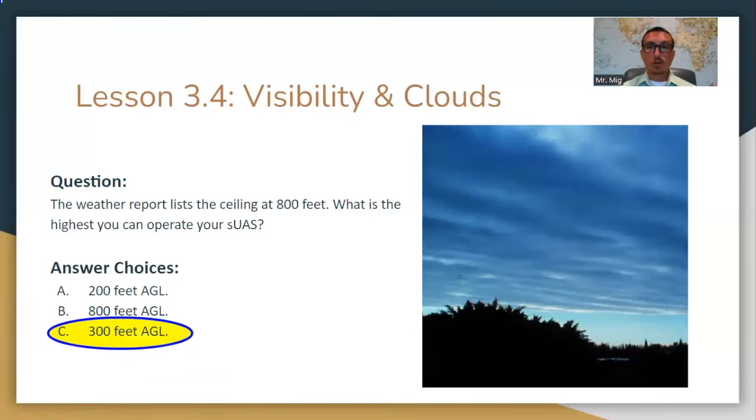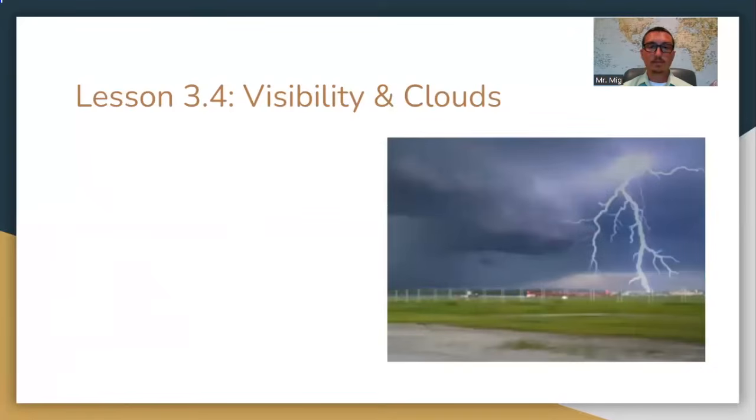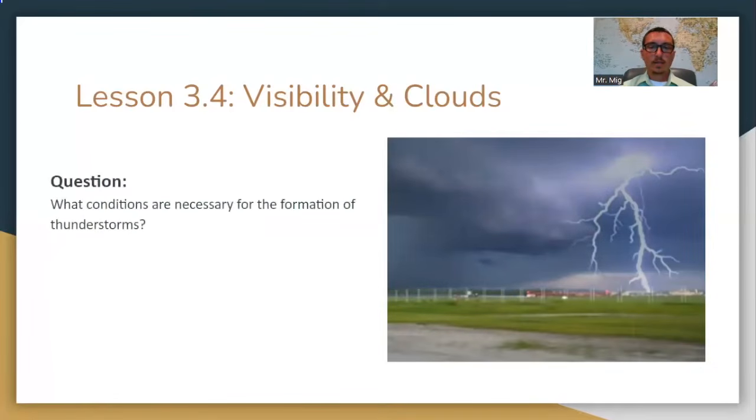Whereas normally, if there's no clouds at all, how high can you normally fly? 400 feet. You can normally fly 400 feet, unless there are low clouds, and that's going to keep you a little bit lower. To fly at all, if the clouds are below 500 feet, you can't fly at all.